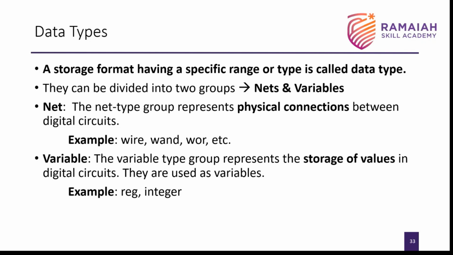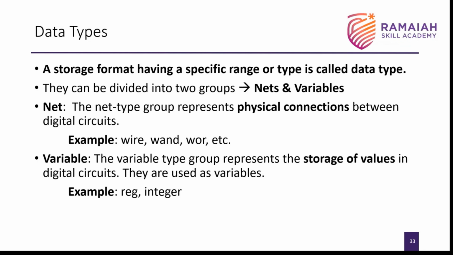Nets, nothing but the wires. Between 2 AND gates, you have a wire. So the output of one AND gate is getting connected to the input of another AND gate. This interconnection, we call it a wire or net. This is just a physical connection. There are multiple types of data types under net, which are called wire, W and WR, etc.